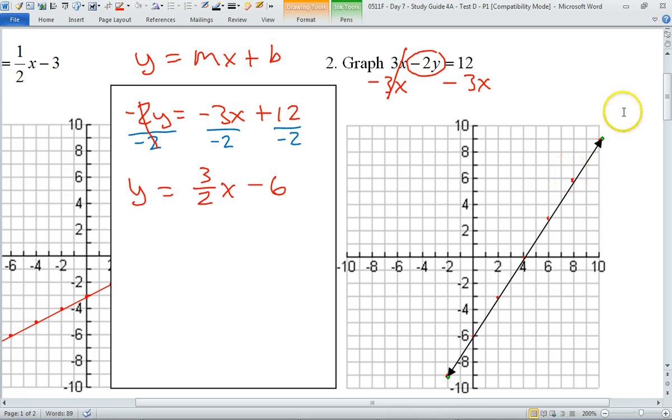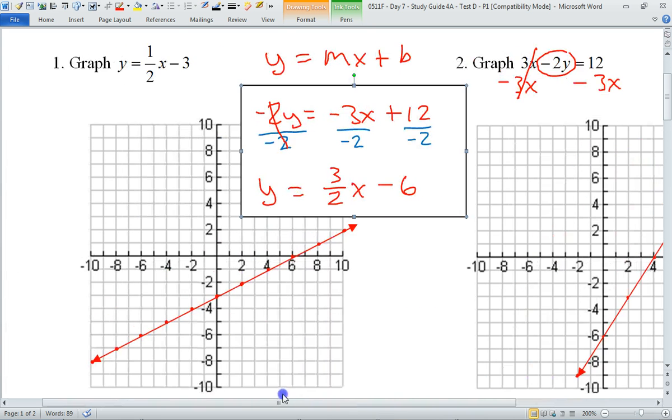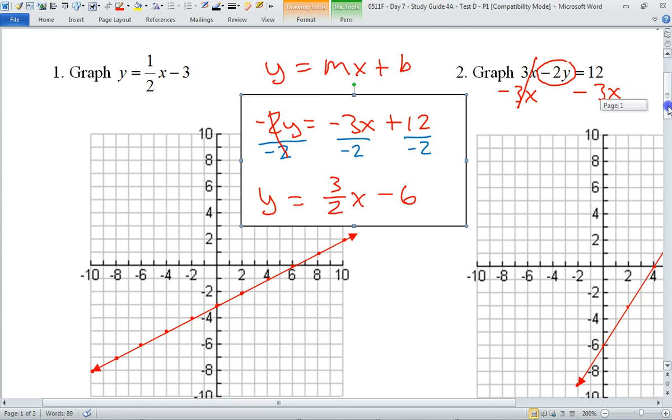Oops, I missed a little bit. Okay, so that's what number 2 should have looked like. Any questions about that? I can make that smaller. Alright. Number 3.